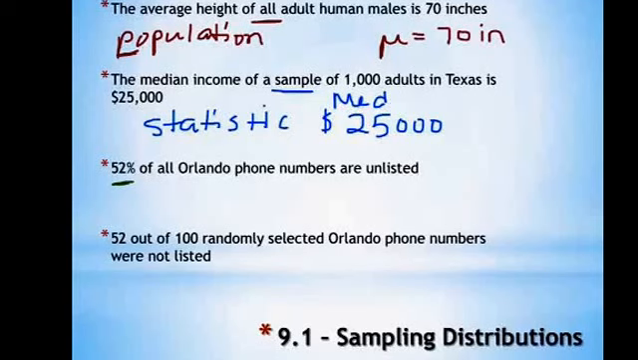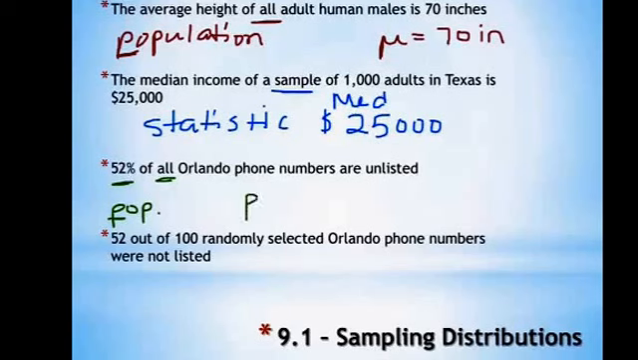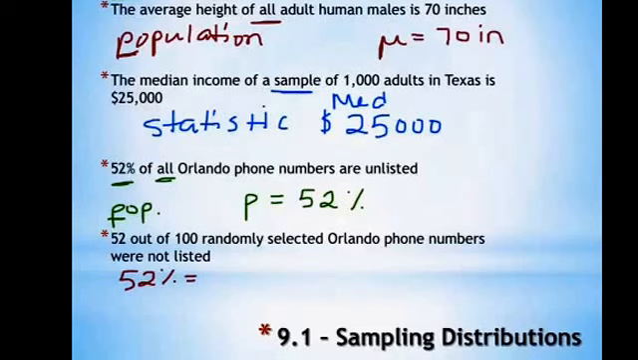52%, we're dealing with a proportion here, of all Orlando phone numbers are unlisted. All means population. Population starts with a P, so it's going to be a parameter. And for a parameter, we have a Greek letter, which is going to just be rho or P equals 52%. And the last one, 52 out of 100, or again 52%, randomly selected Orlando phone numbers were not listed. 52 out of 100 means that it was a sample because there's a lot more than 100 phone numbers in Orlando. So I'm going to say that's P hat, and this is a statistic.